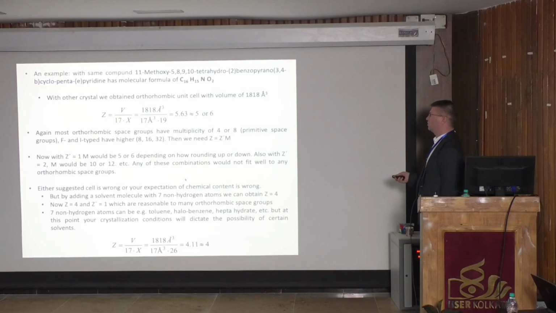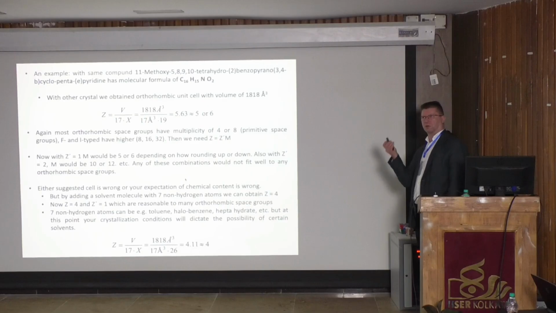Now we need to look at this Z times M. And now that we have a Z, we put the Z prime, let's say, like this. How many molecules we have in the asymmetric unit is 1. It would be 5 or 6, however we round it up. If we now take 2 in the asymmetric unit, so that 6 is not enough for us, we have to multiply that by 2. Z prime means how many molecules there are in the asymmetric unit, then it gives us 10 or 12. Again, illogical. So both numbers are illogical. This number and that number is not okay.